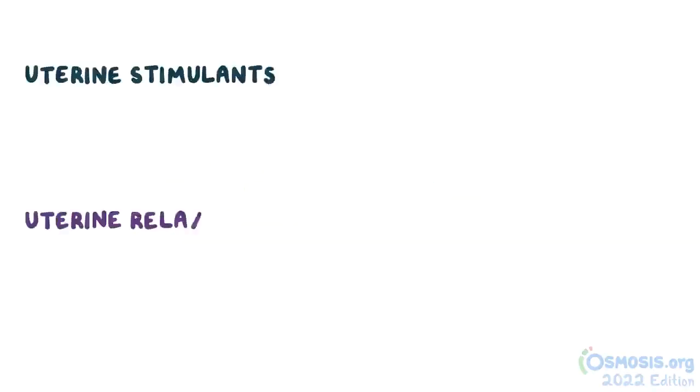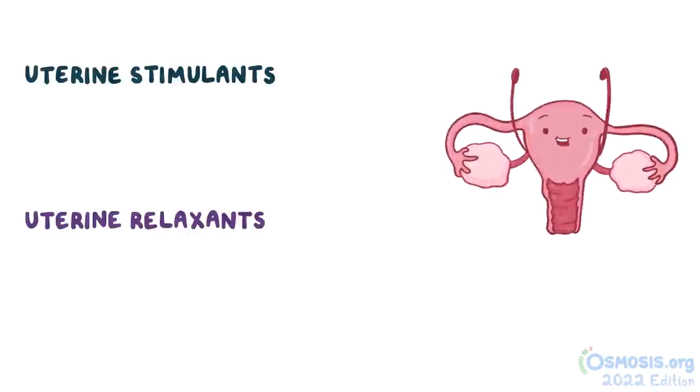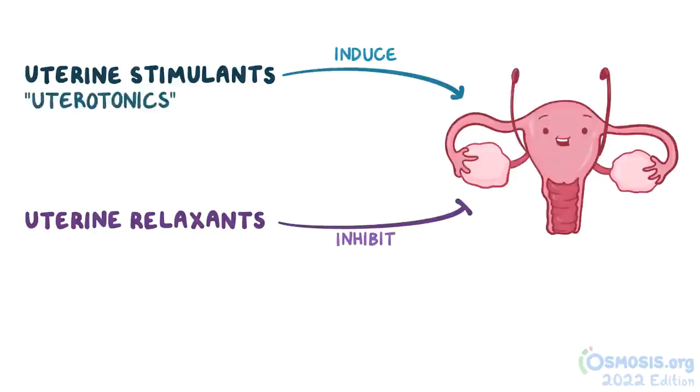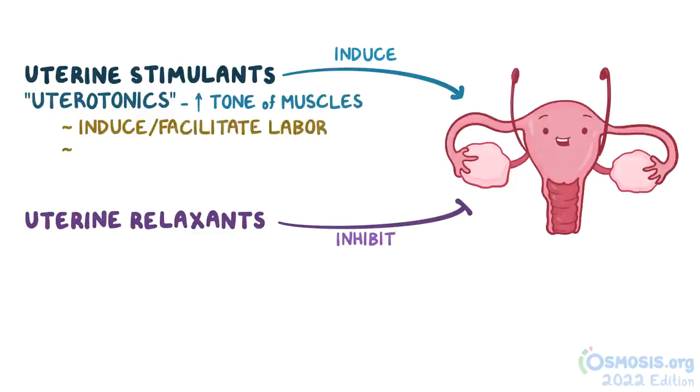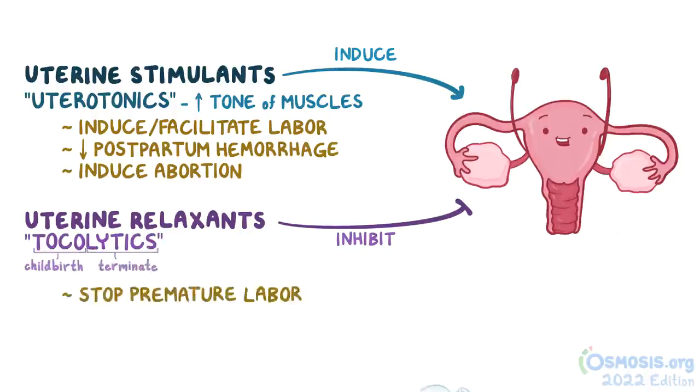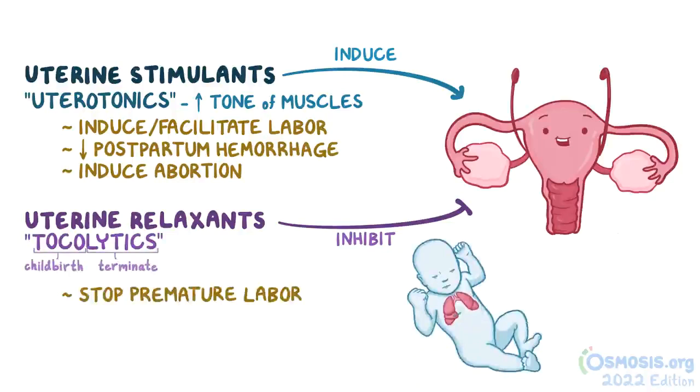Uterine stimulants and relaxants, as their names suggest, are medications used to induce or inhibit contractions of the uterus. Uterine stimulants are also called uterotonics because they increase the tone of the muscles of the uterus. They're mainly used to induce or facilitate labor, to reduce postpartum hemorrhage, and to induce abortion. Uterine relaxants are also called tocolytics, where toco refers to childbirth and lytic means to terminate. They're used to stop premature labor in order to give time for the fetal lungs to mature.